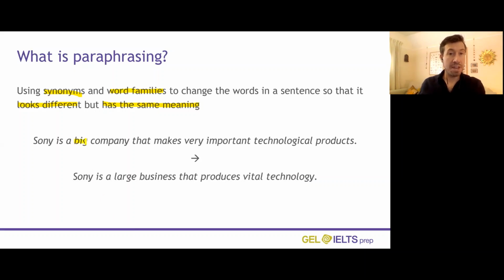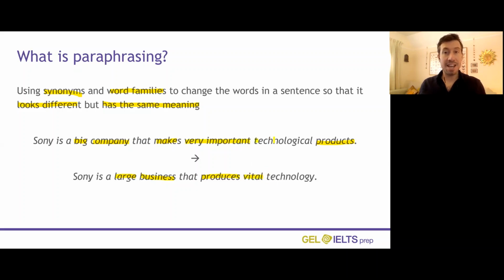So we'll start with big here. We've changed it to large. Great. That's using synonyms. Company and business, as we saw before, they are synonyms. Now, instead of makes products, we've taken the noun products and we've moved it to the verb position. We've changed it into a verb, produces. So we've changed the verb noun combination, make products, and we've just changed it into one verb, produces. Then we've got very important and vital is the synonym for that.